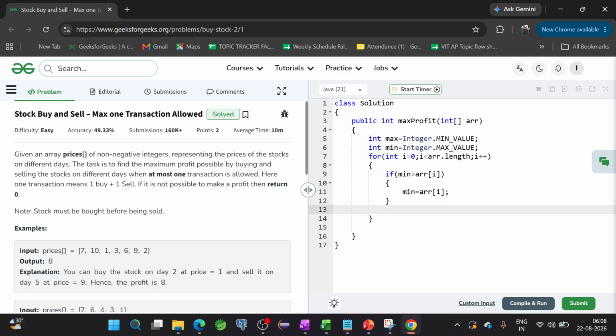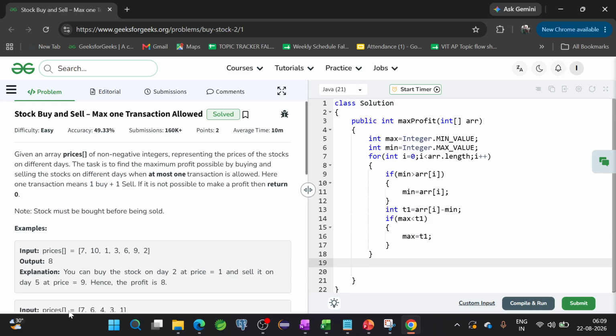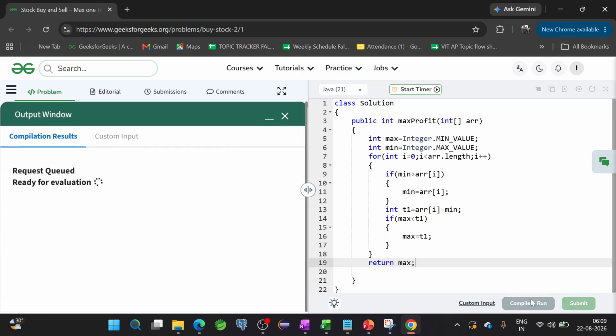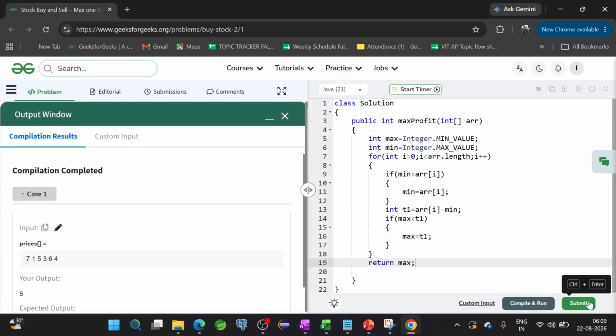Then next, find T1, which means the selling price. Selling price is array of i, and minimum is the buying price. If max is smaller than T1, update max to T1. Again it will check each and every element, and at last we return the maximum profit. We have to figure it out. Correct.